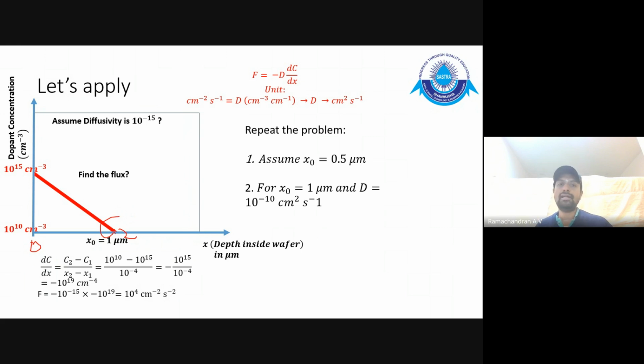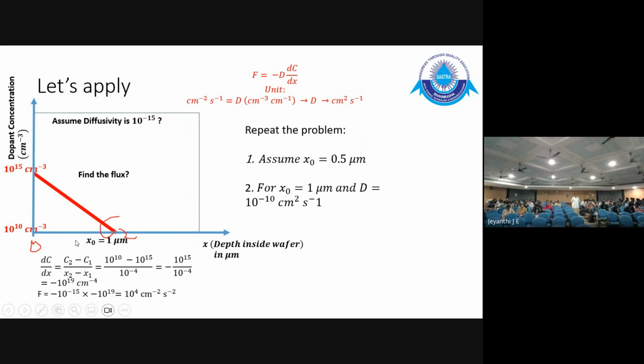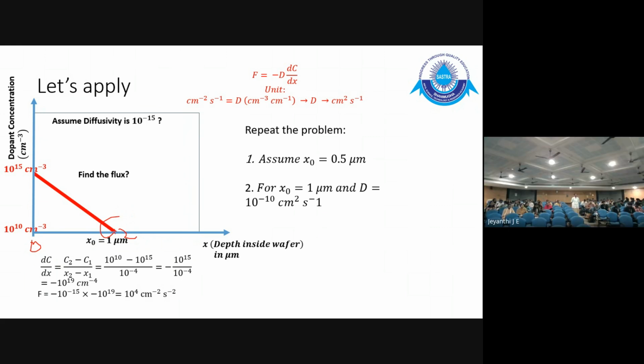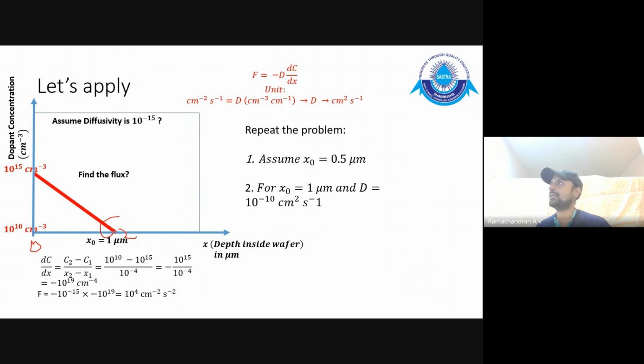And also, if you decrease x naught, what will happen? The gradient will increase, the slope will increase. Since the slope is increasing, the flux again will increase. So you can check that. You can have a qualitative understanding, and then you can find the right math afterwards.